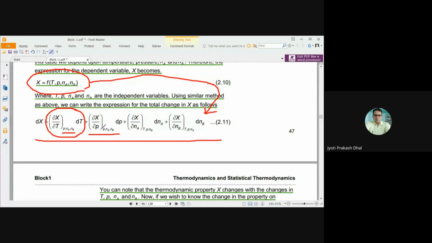Here one printing mistake is there. In the second term you have to write T here, not P. In place of P, you have to write T.